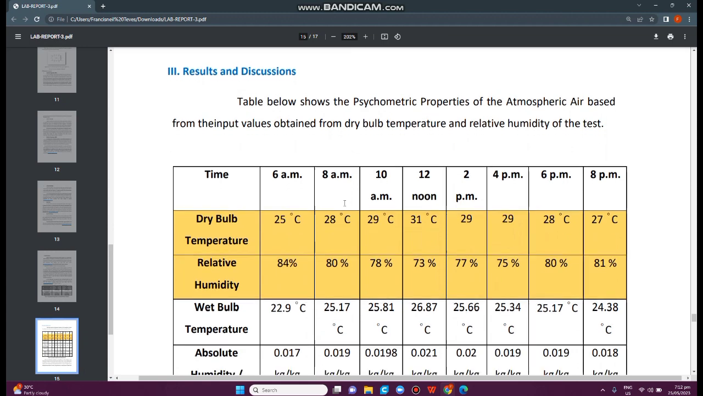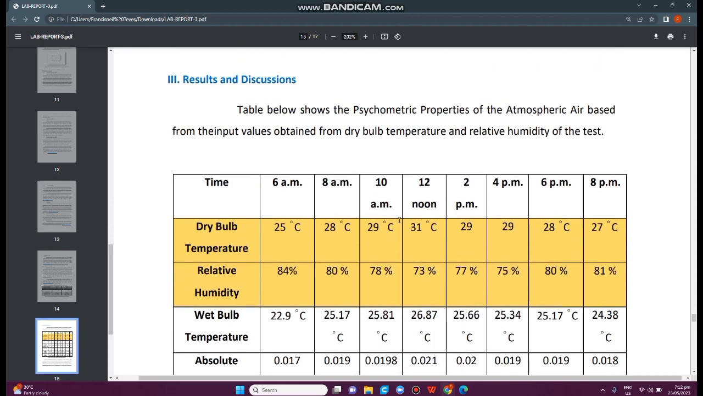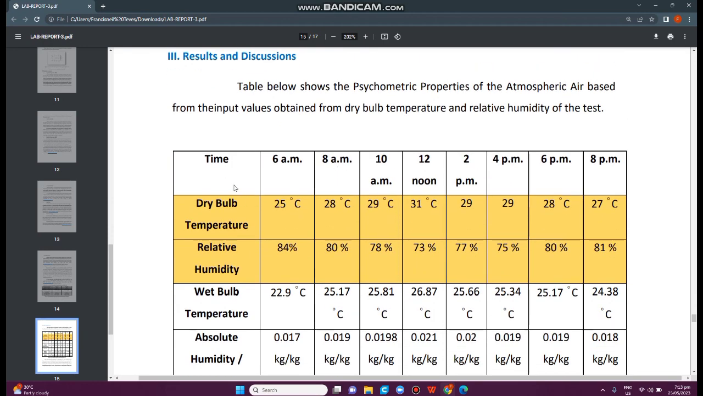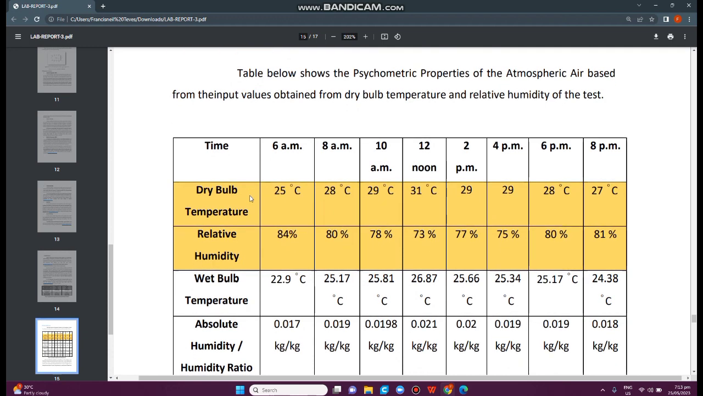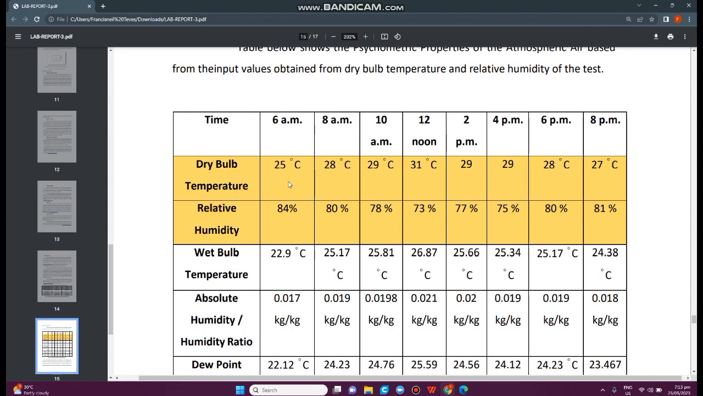The table below shows the psychrometric properties of the atmospheric air based on the input values obtained from dry bulb temperature and relative humidity of the test. These are the times we got the temperature, from 6 a.m. to 8 p.m. In the dry bulb temperature, we got 25 degrees Celsius at 6 a.m., 28 degrees Celsius at 8 a.m., and 29 degrees Celsius at 10 a.m.